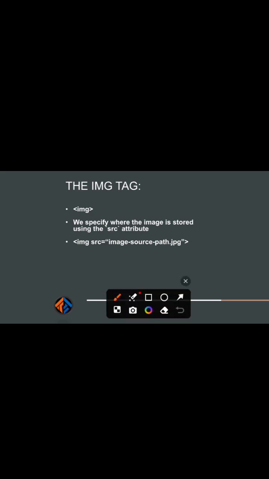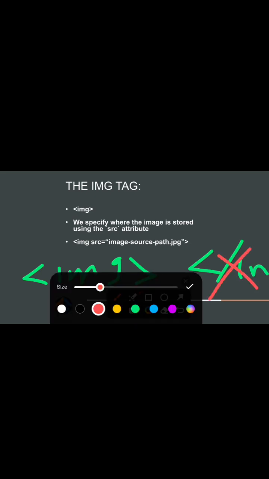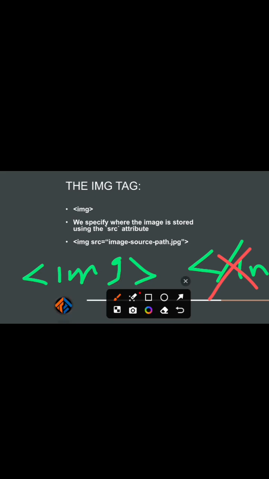The syntax for writing the image tag is just an open bracket, img, close bracket. It's a self-closing tag. That is why there is no second tag like slash img. The image tag doesn't have one because it is a self-closing tag. So this is the syntax for writing the image tag, and we specify where the image is stored using the source attribute.